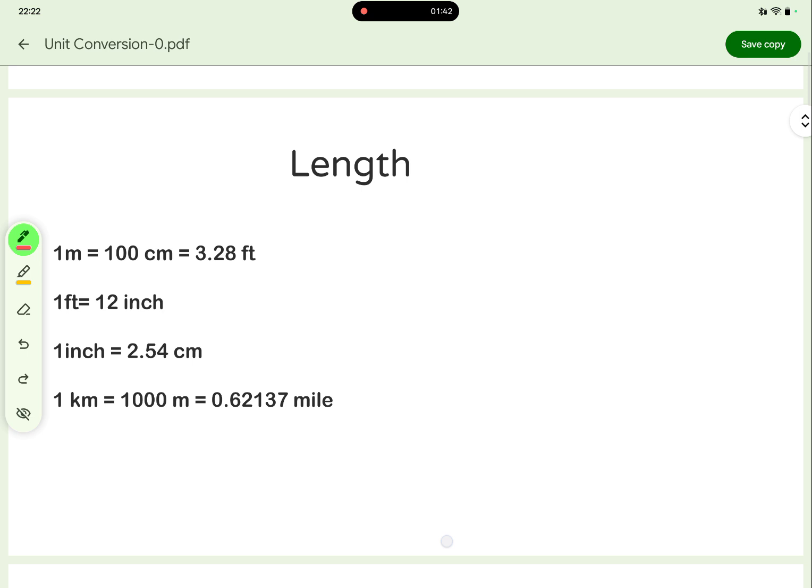In the PPT which is written over here, 1 meter is equal to 100 centimeters, right? And which is equal to 3.28 feet. So we need to remember that 1 meter is equal to 3.28 feet.